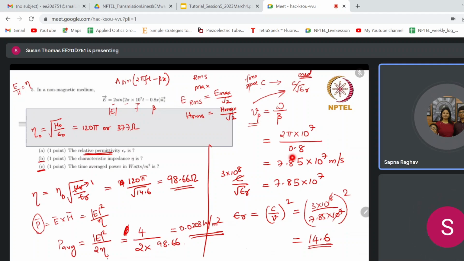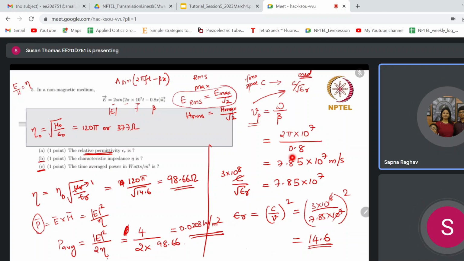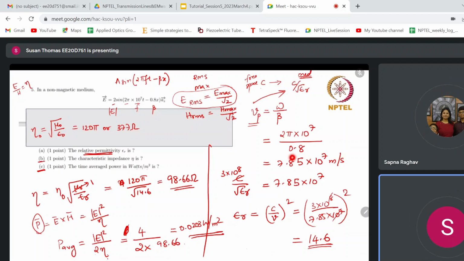Ma'am, please explain this P average. Why do we get 2 in the denominator? So you see RMS value and maximum value. You know this fundamental relation. RMS is E max by root 2. So when you take the multiplication of that root 2, that becomes 2. Okay, sure.